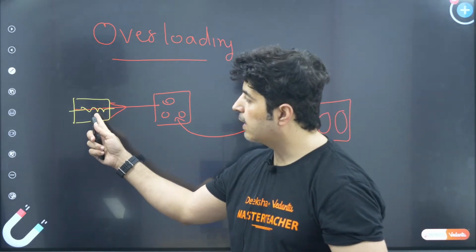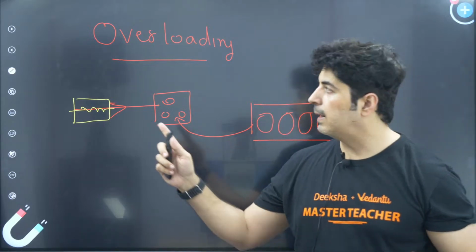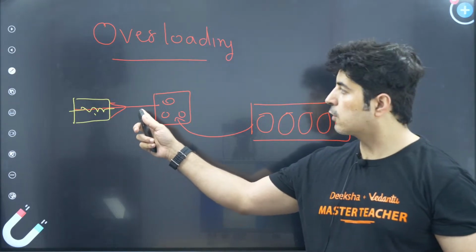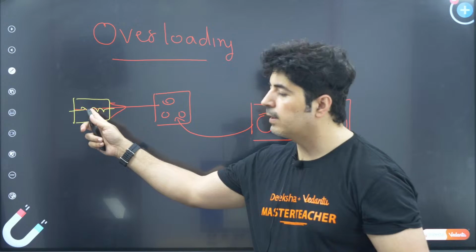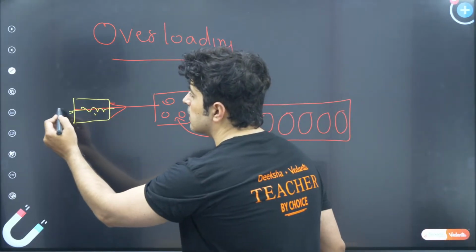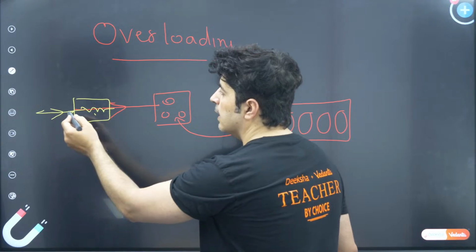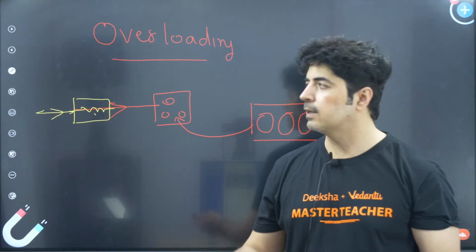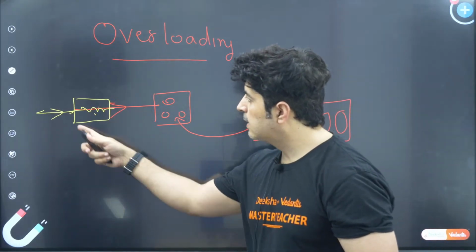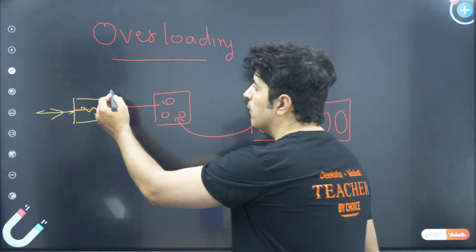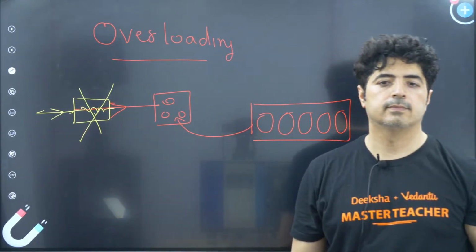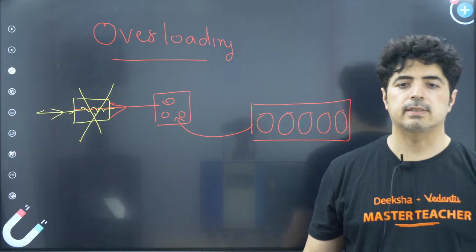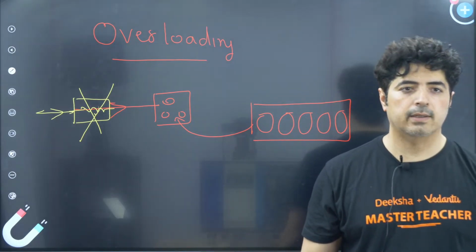The melting point of this wire, melting means it will just melt away, is way less than that of the actual wire. This is a copper wire in our household. The melting point of the fuse wire is way less than that. And what happens is when a higher current comes, it passes through this fuse wire, which melts because of the high current and high heat, and the connection breaks. The current cannot go further, and we save our home. There is no fire. This is how overloading is protected.